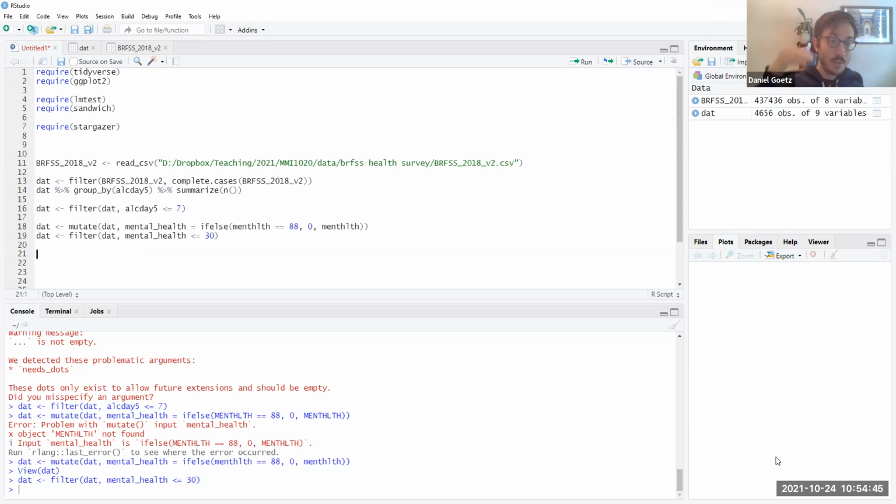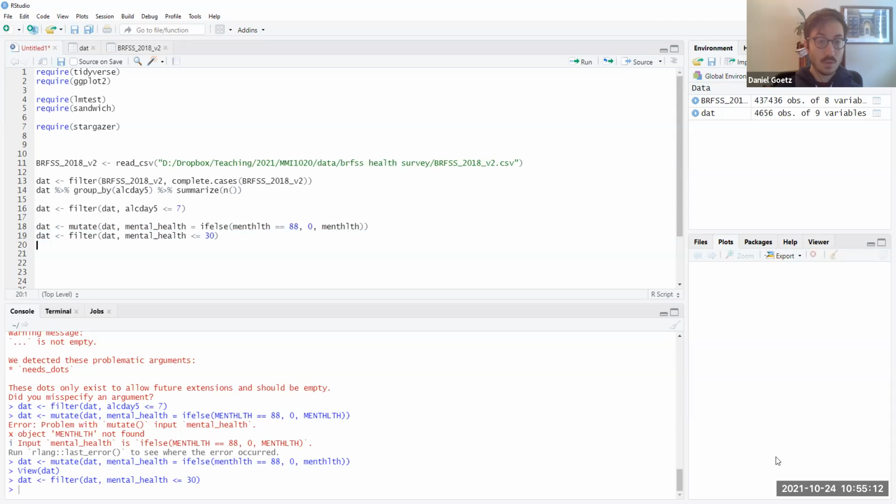Once we do that step, then we filter out these remaining 77s. And if there's any 99s, those would get caught too by this line 19, where we only keep observations where it's less than or equal to 30. Actually, I guess this should be less than or equal to 30. Actually, no, it is less than or equal to 30 because in the code book, 30 is the maximum number of days in the past month where you can indicate your mental health was not so good, not 31.